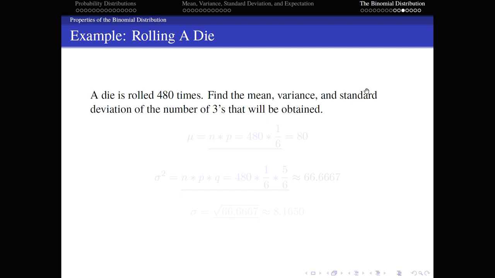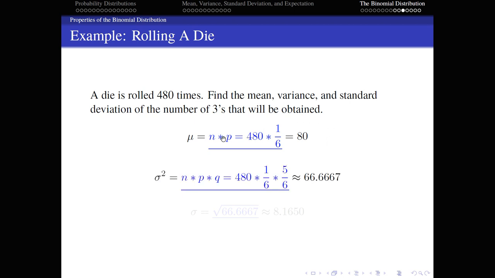So moving into the problem, mu, the n times p, or the mean number of 3s that are rolled, is 480, the number of trials, times our success on any single die roll on any single trial. That gives us 80 total 3s. We'd expect if we rolled a die 480 times to get 80 3s.